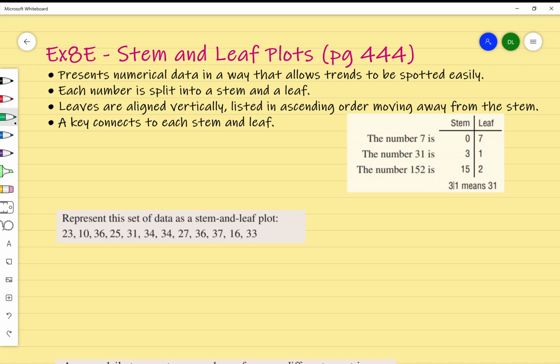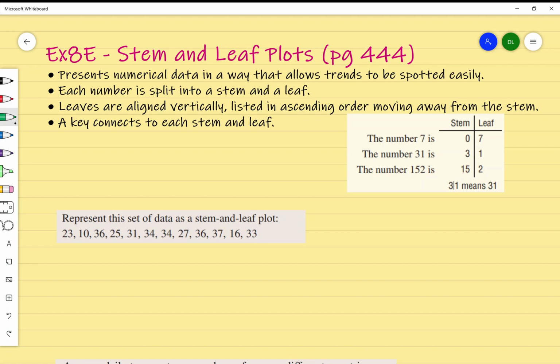Our introduction to exercise 8E on stem and leaf plots on page 444 of your textbook. Now, we've been learning about ways to present numerical and categorical data in different ways. A stem and leaf plot allows us to find different trends a bit easier on a numerical data base. So basically, if I'm presented with numbers, it might be easier to look at them as a stem and leaf plot as opposed to just looking at the numbers in whole. You'll see why in a second.